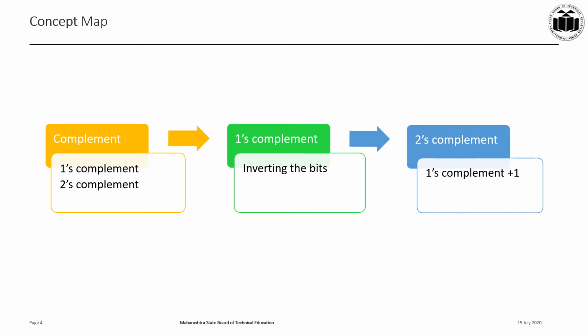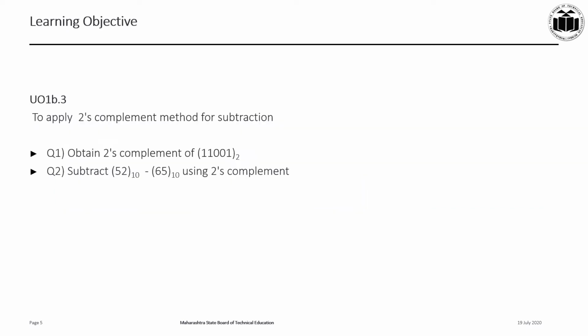This shows the concept map. There are two types of complement, 1's complement and 2's complement. 1's complement was covered in the previous lecture, which is obtained by inverting the bits. For 2's complement, it can be obtained by taking 1's complement plus 1. The learning objectives are to apply 2's complement method for subtraction.